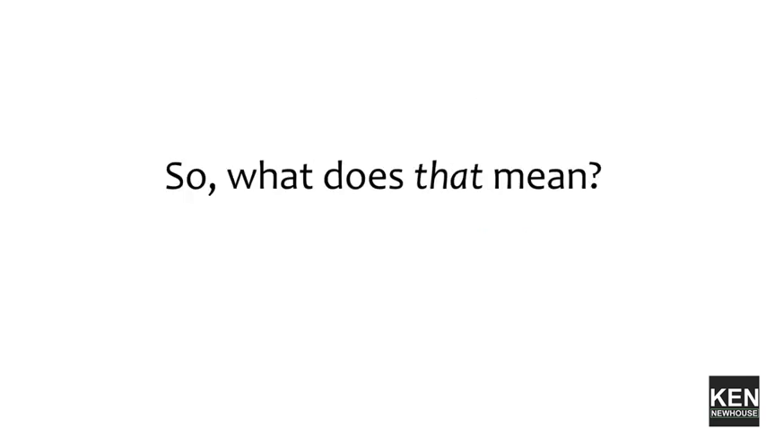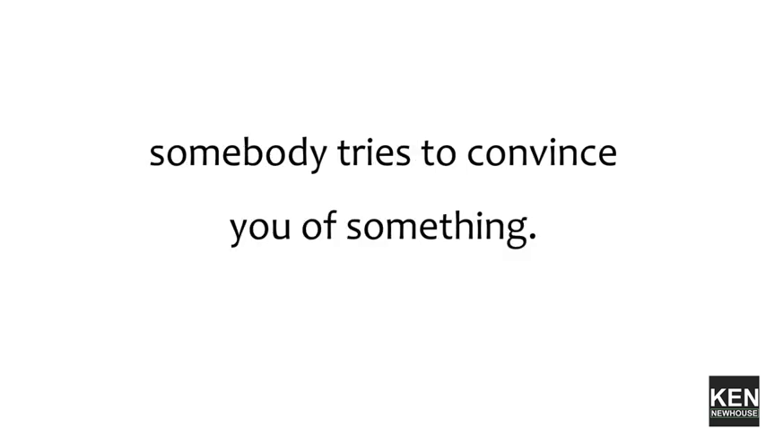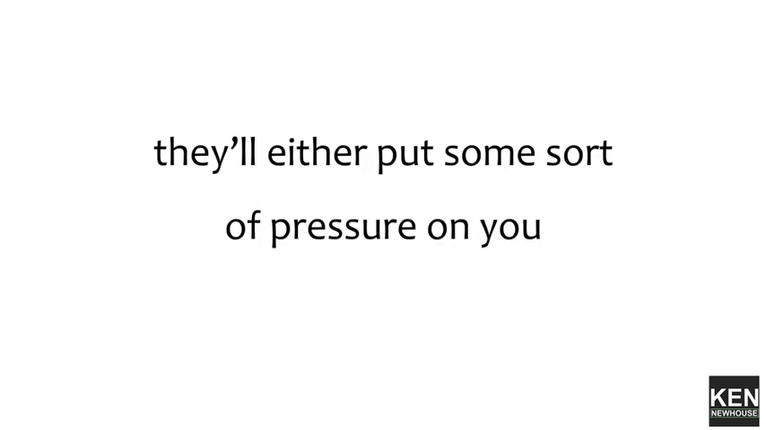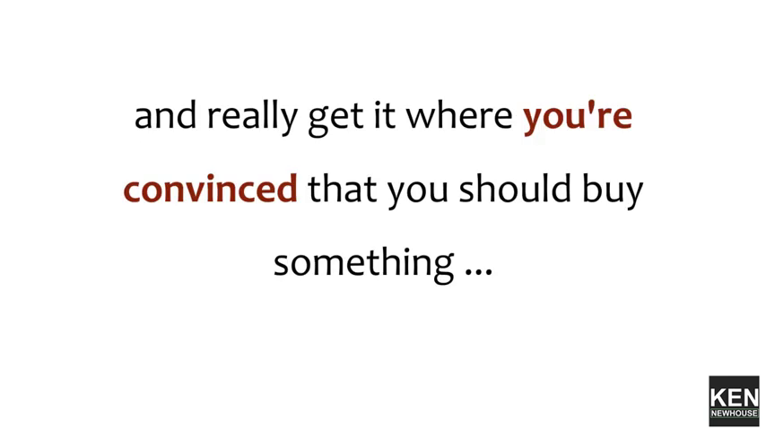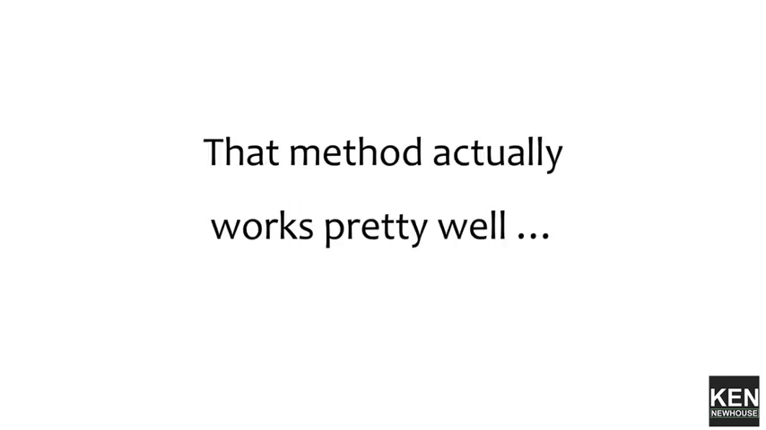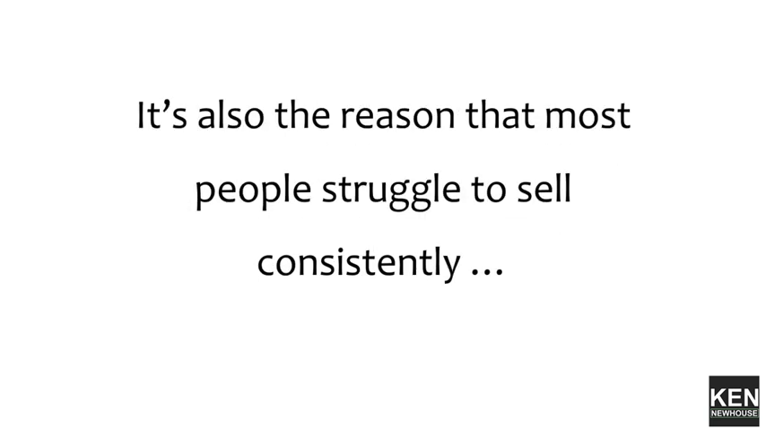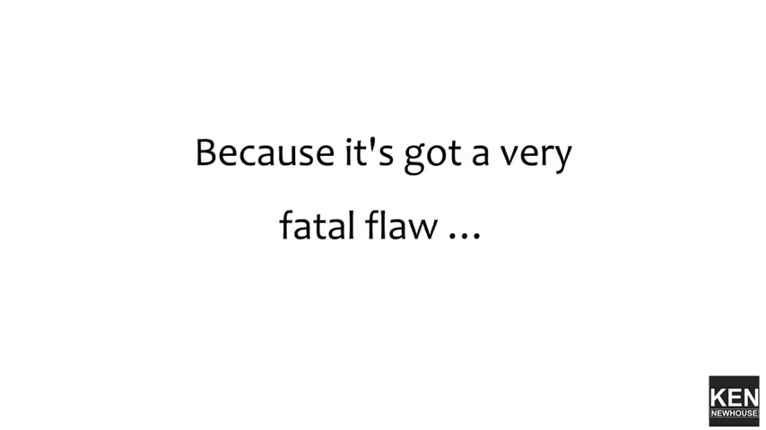Okay, so what does that mean? Well, an external buying decision is being utilized when somebody tries to convince you of something. Listen, you know how this works. They'll either put some sort of pressure on you, or they'll use all kinds of logic and show you all kinds of facts and really get it where you're convinced that you should buy something. Now, that method actually works pretty well, which is why that's the way most people sell stuff. But it's also the reason that most people struggle to sell consistently, and it's also the reason that most people hate selling, because it's got a very fatal flaw.